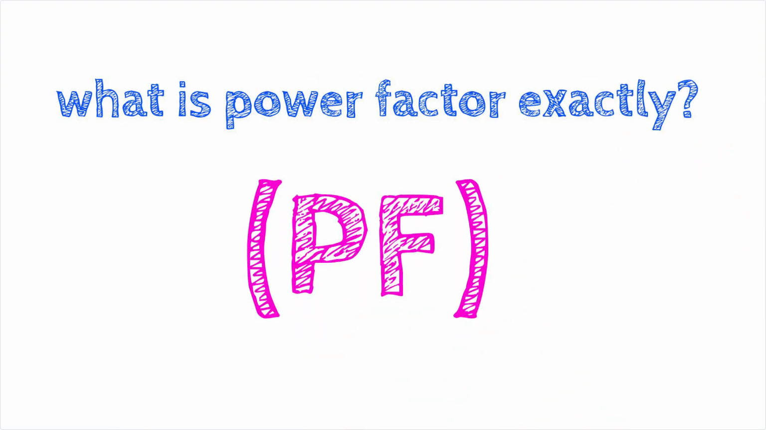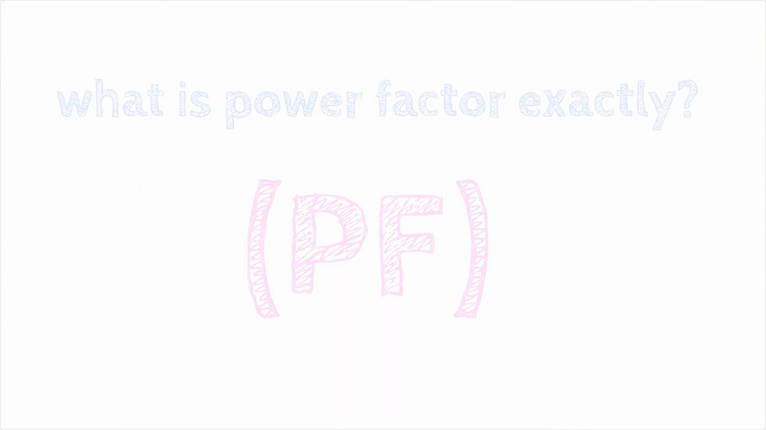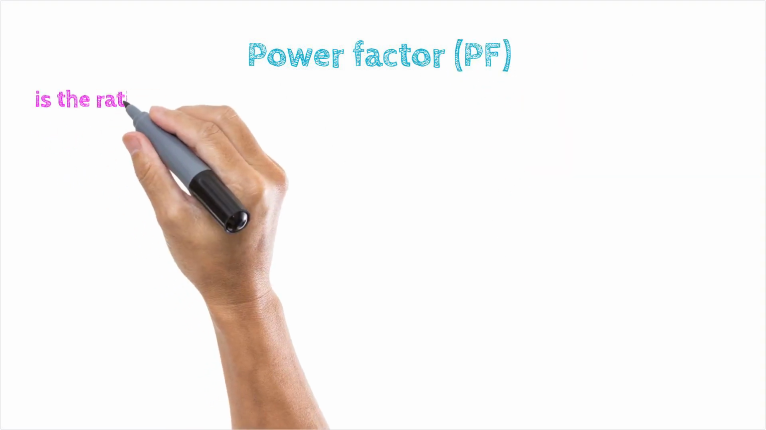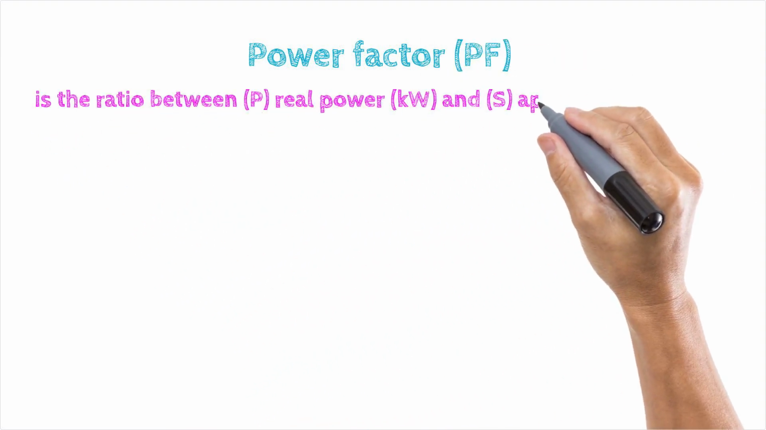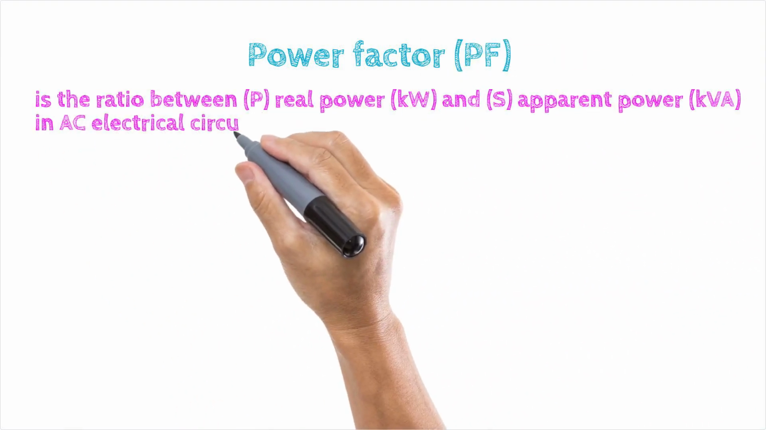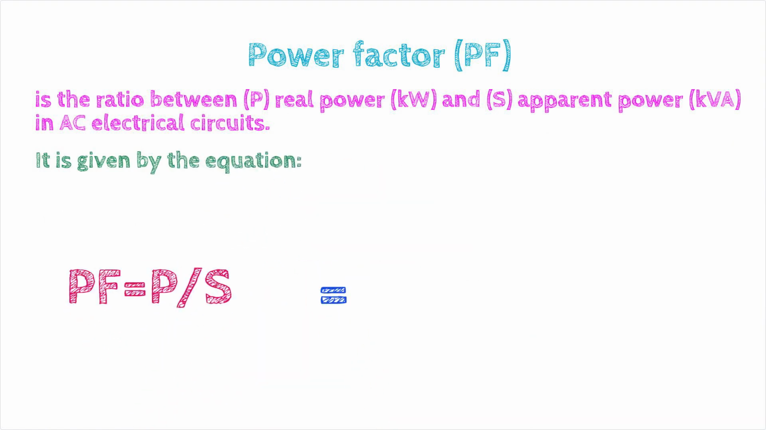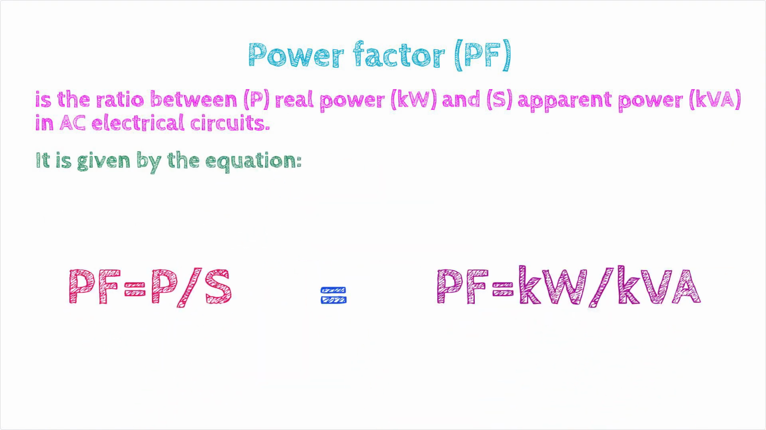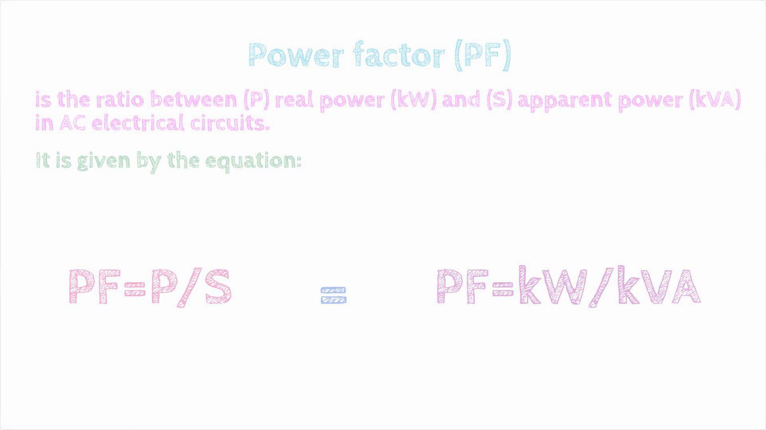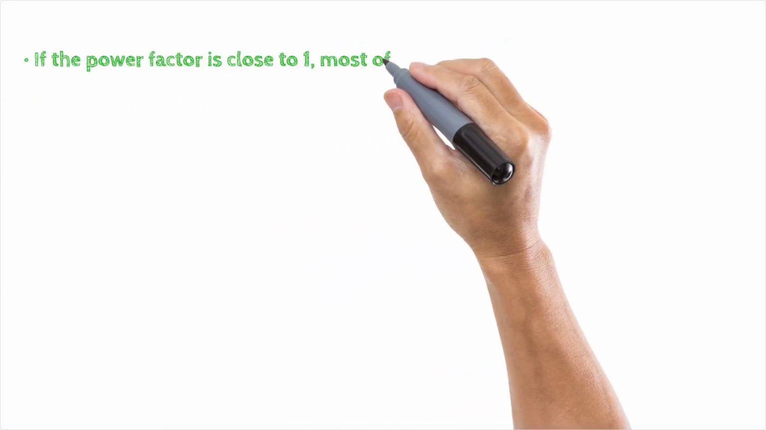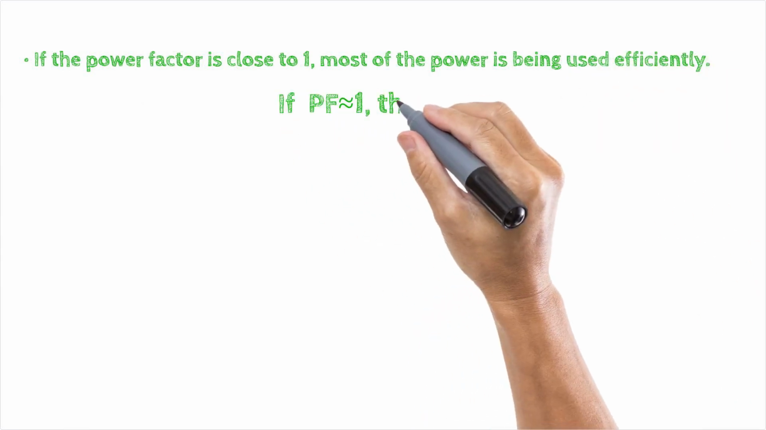What is power factor? Power factor, or PF, is the ratio between real power, measured in kilowatts, and apparent power, measured in kilovolt amperes, in alternating current electrical circuits. It is calculated using the formula: power factor equals real power divided by apparent power. If the power factor is close to 1, most of the power is being used efficiently.